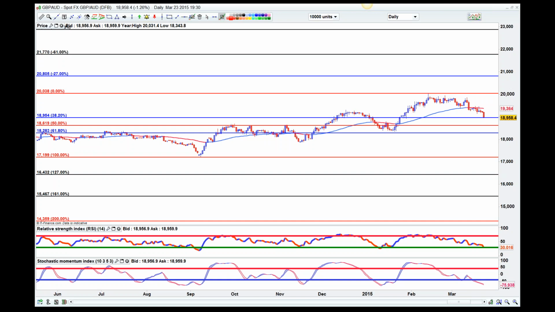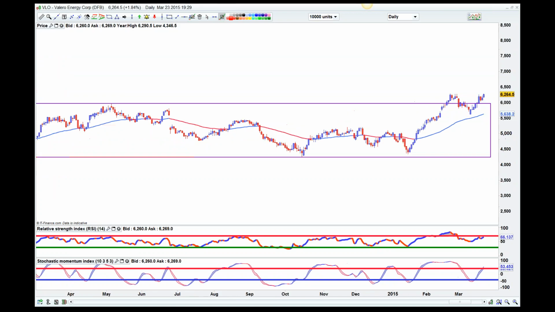The stock sectors I like, because of the way the oil is behaving, I really like the oil sector. This one, Valero, has been on its own anyway, even though oil's been weak through the first quarter of this year. That one has stepped up really nicely.